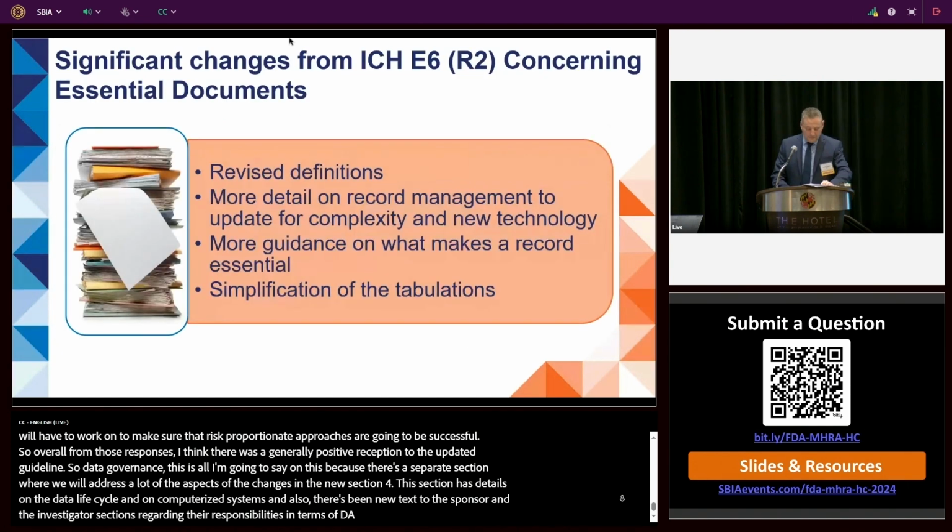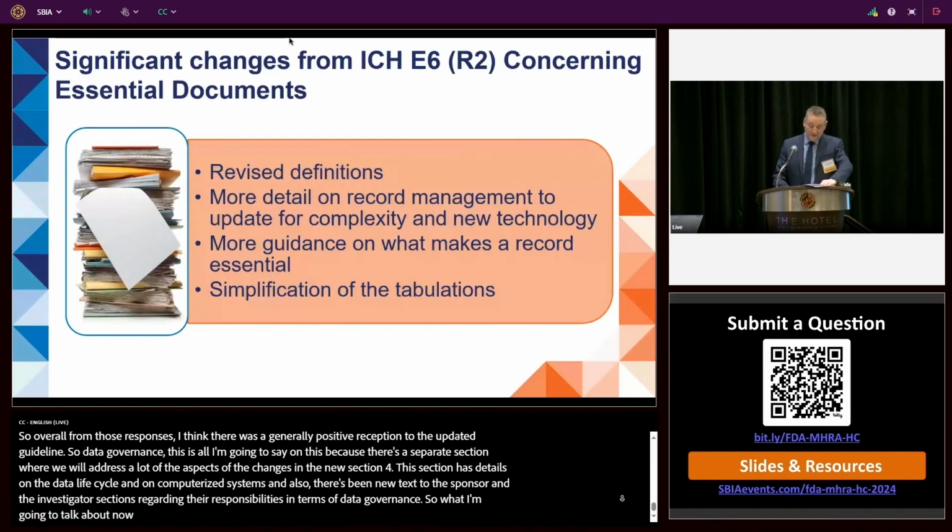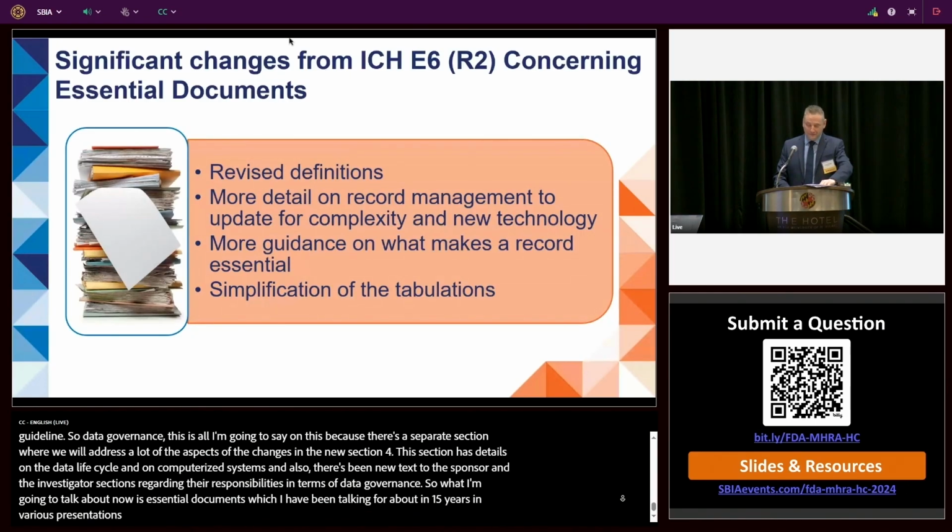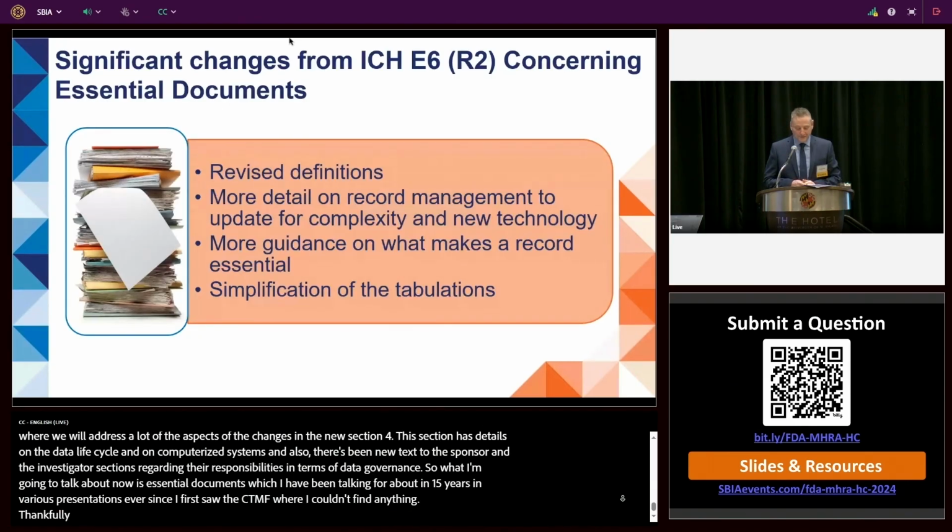So what I'm going to talk about now is essential documents, which I seem to have been talking about for at least 15 years in various presentations, ever since I first saw the most horrendous eTMF ever, where I couldn't find anything. Thankfully, things are changing through time, and I've got a lot better.